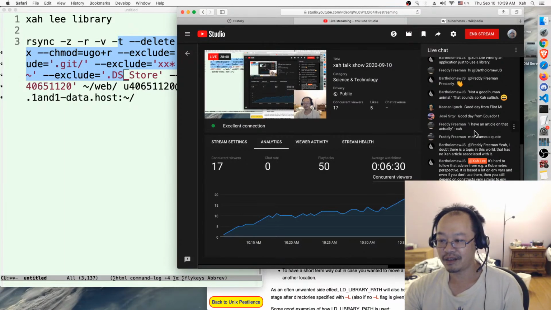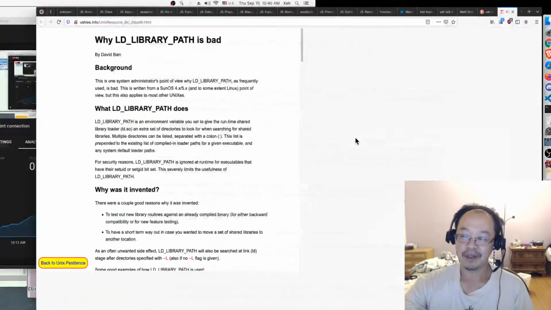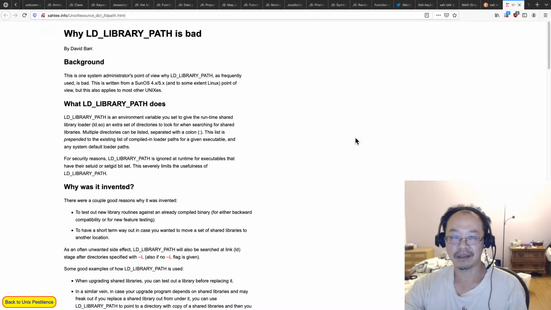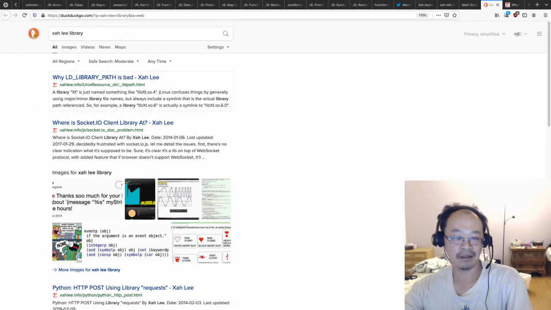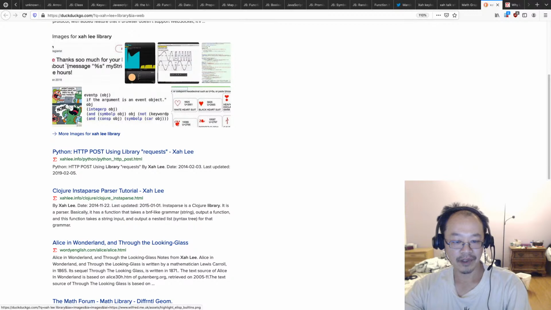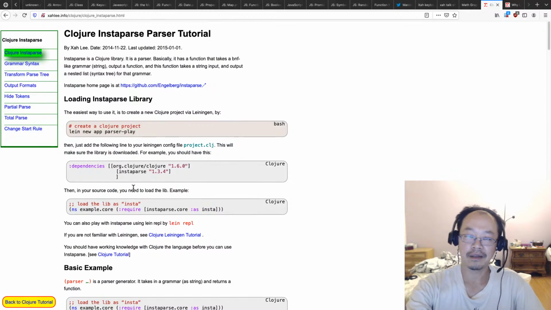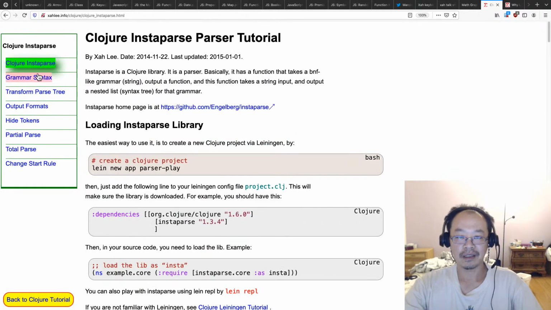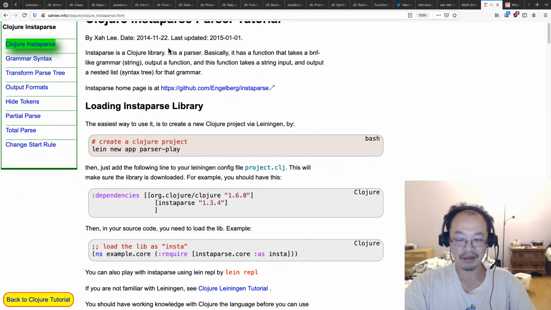And Freddie, I have an article. Yeah, let's go back to my article. So we rambled about this Unix library path. I have an article, okay, I know where to find it. Let's go to my programming blog. So this one is the Clojure Instaparse parser tutorial.